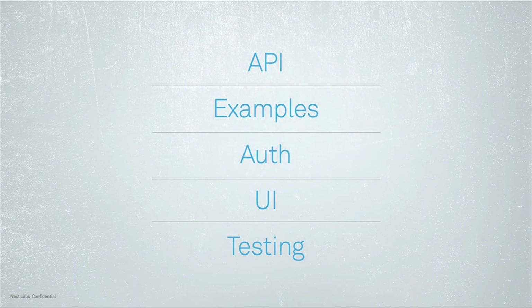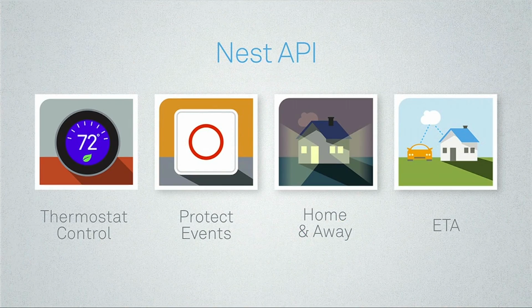As Matt said, we're going to talk about some of the specifics around the API. We'll talk about how we're authenticating users and protecting user information, walk through some sample code, talk about some UI guidelines, and talk about some of the testing tools we built to make putting together client applications super easy. As Matt covered, right now, Nest sells thermostats and smart smoke and CO detectors.